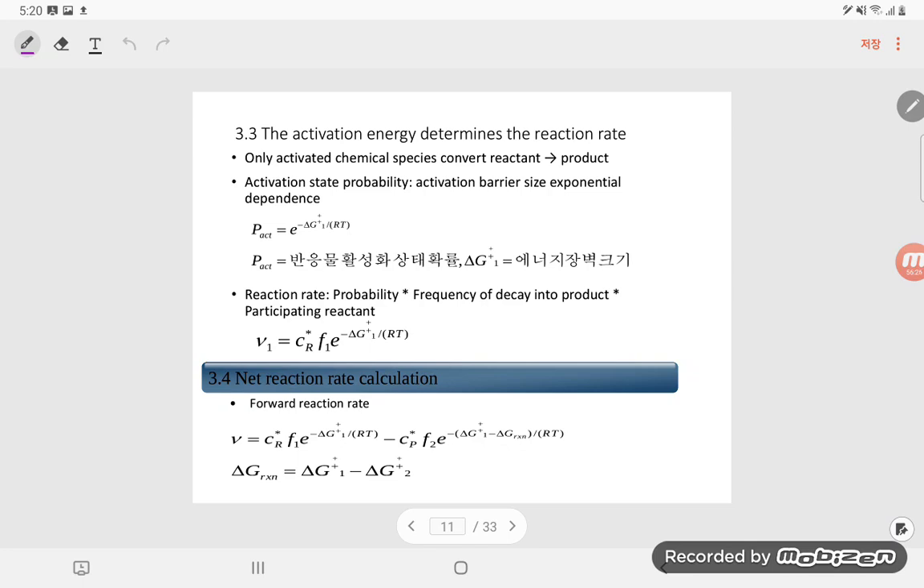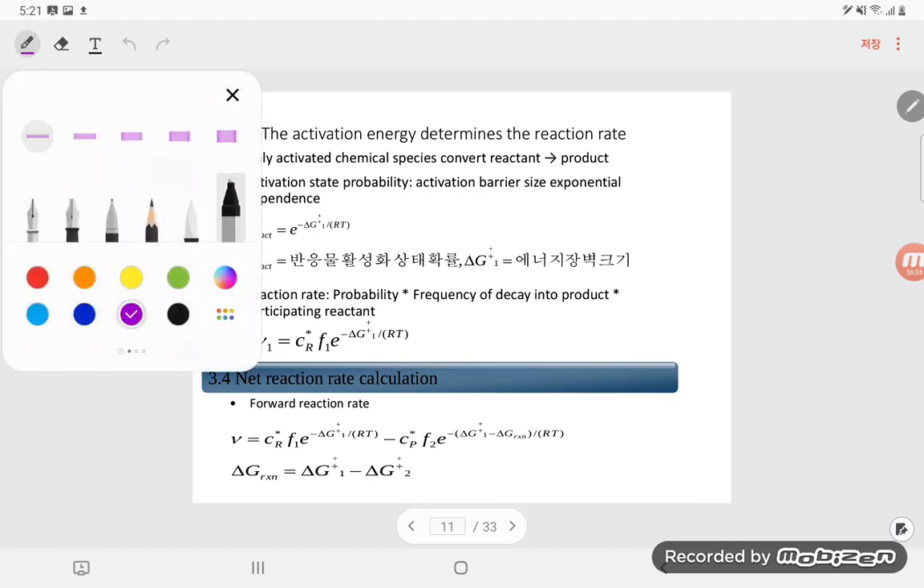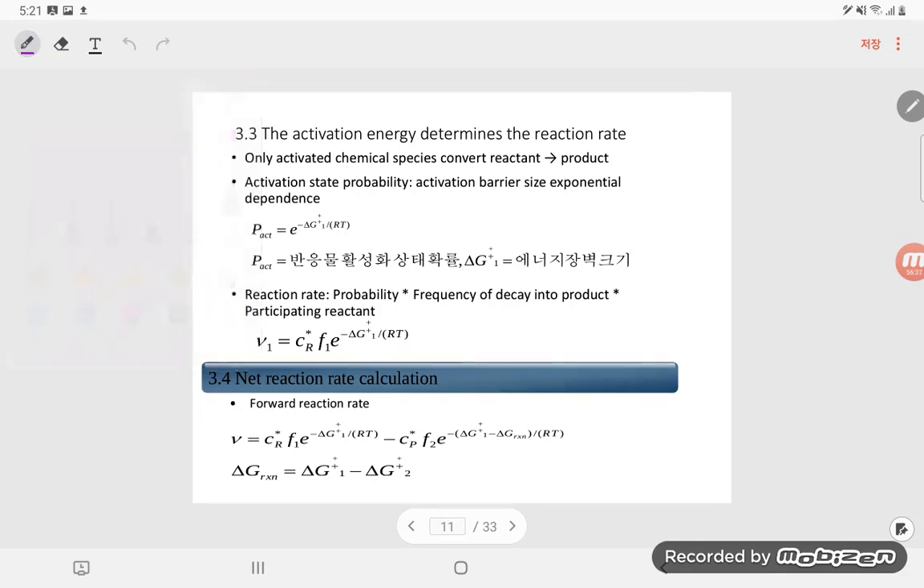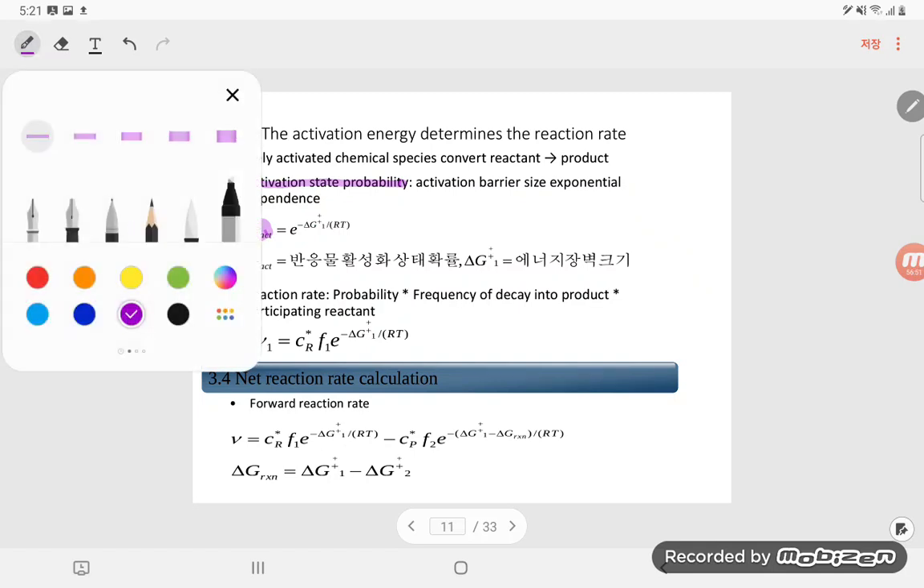So only activated chemical species convert from reactant to the product, right? And the activation state probability, that is the P, right? Probability of the activated state. So activation barrier size, exponential dependence. Okay, they have the exponential dependence.